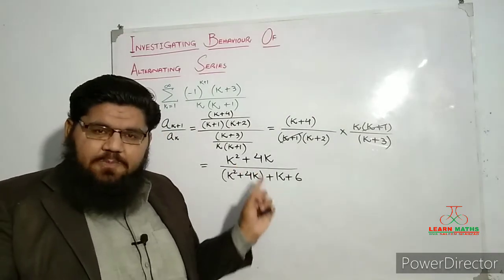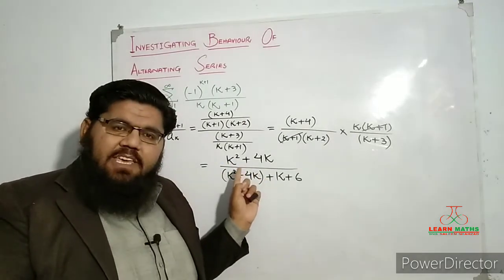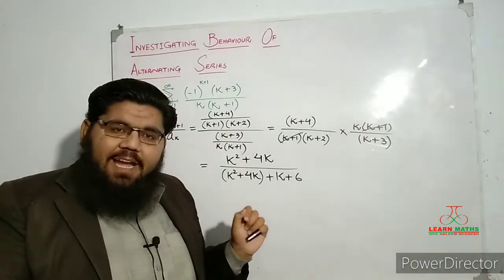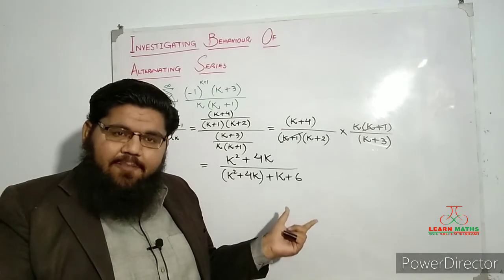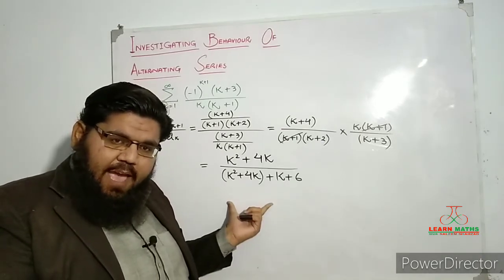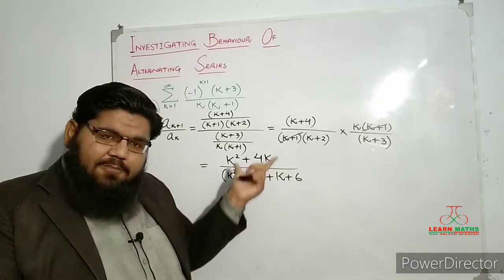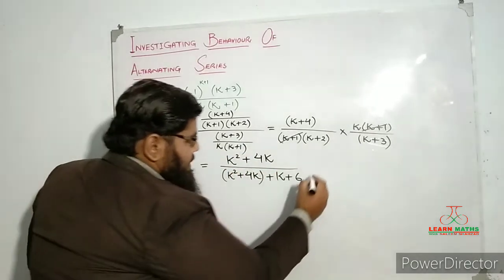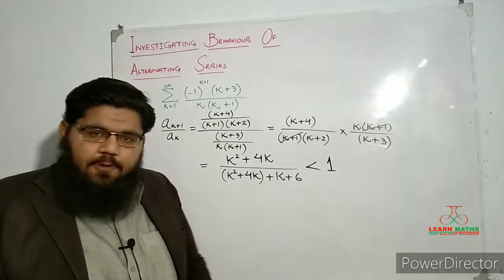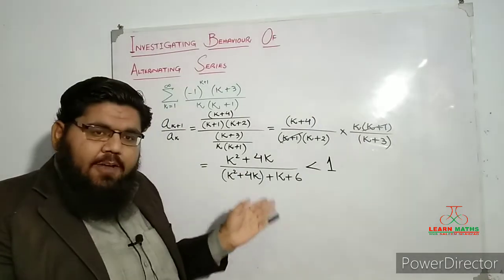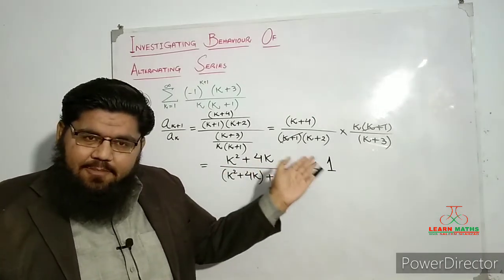If you look at this fraction, you can easily see that in the numerator we have k squared plus 4k, and in the denominator we have k squared plus 4k plus something else, which shows that the denominator is greater than the numerator. So what will be the result? This expression will be less than 1. It's our observation from a very young age that if the numerator is less than the denominator, the fraction is less than 1.